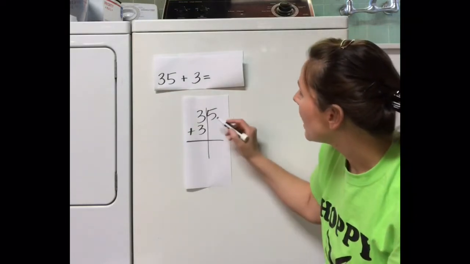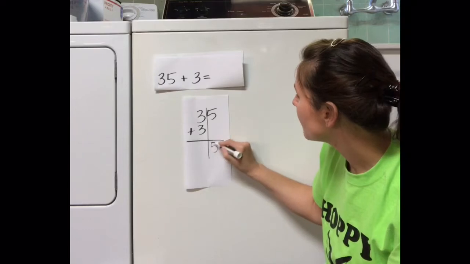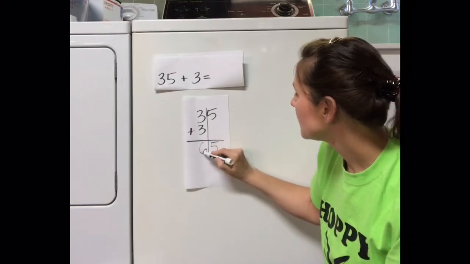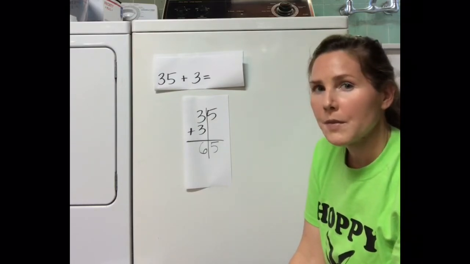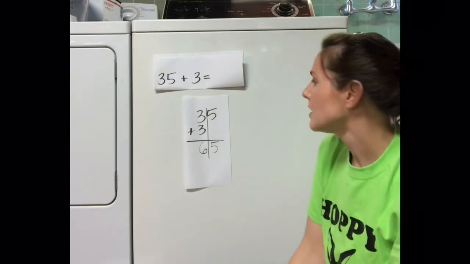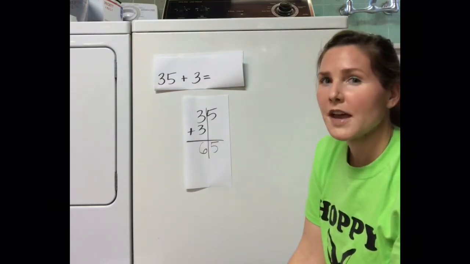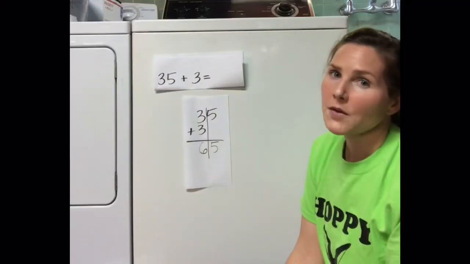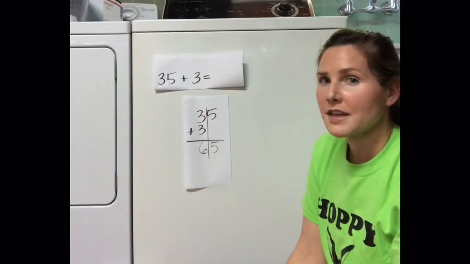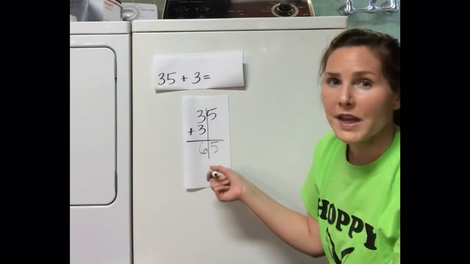If I solve the problem right now, I'm going to have 5 plus nothing is equal to 5, and 3 plus 3 is equal to 6. I'm going to insert a hundreds chart onto the screen. I want you to take a moment and try to move your finger 3 times and tell me, is 35 plus 3 equal to 65? Hopefully you had an opportunity to see that 35 plus 3 is definitely not equal to 65. This number is way too high.